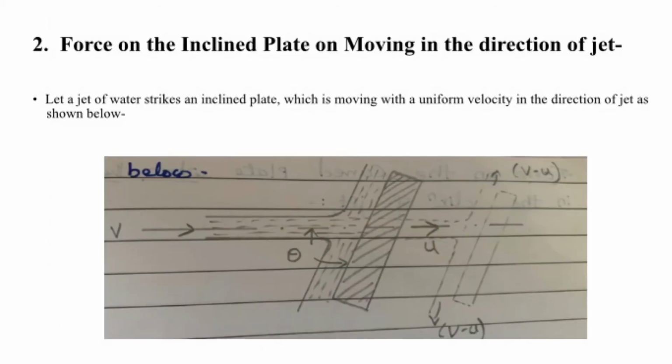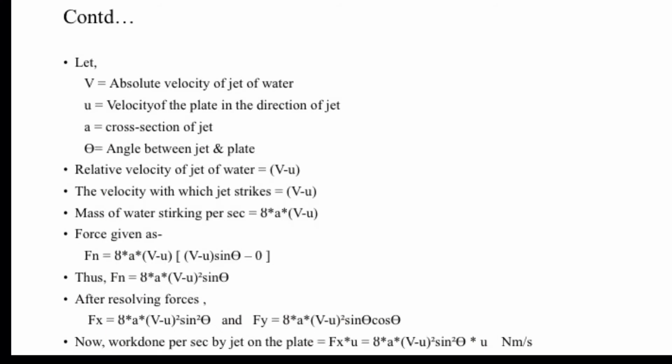Now in the next slide you can see force on the inclined plate moving in the direction of the jet. First was the flat plate, next is inclined. You can see in the figure given, a plate is inclined, and again through a nozzle a jet is coming with velocity V. As the plate is inclined, there will be an angle, given as theta. Again V is the absolute velocity, small u is the velocity of plate in the direction of jet, A is cross sectional area, and theta is the angle between jet and the plate. The relative velocity will be V minus u, the velocity with which the jet is striking.